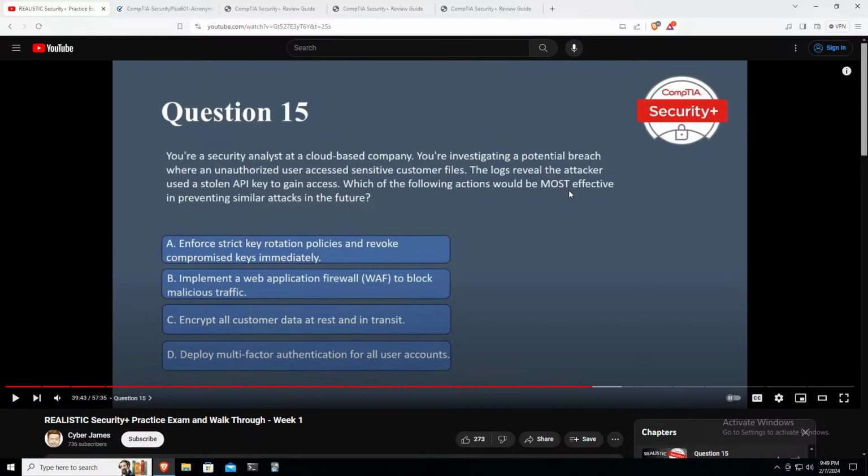But there was a rotation policy, and the keys got revoked after identifying that it was being used to grab specific files. So this is where I think A would be the correct answer.